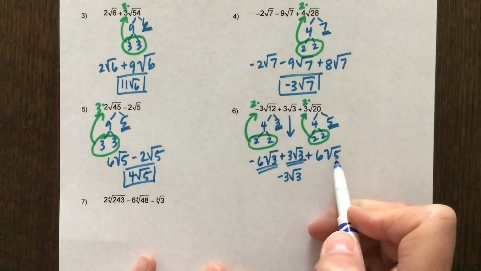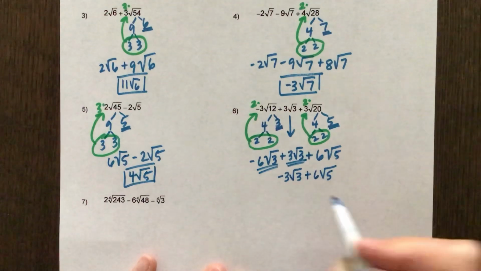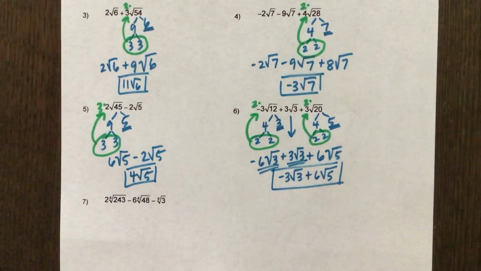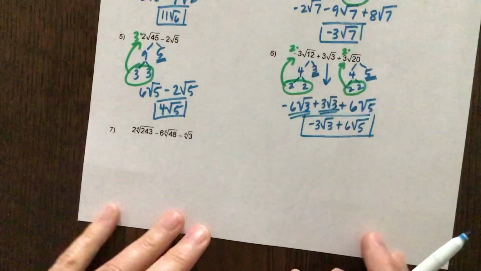But I can't do anything with this guy. This is as good as it gets. I just have to bring the 6 radical 5 down along with that. Sometimes you can make everything match and sometimes you can't. In this case, we can't do anything with that, so that's as good as it gets.